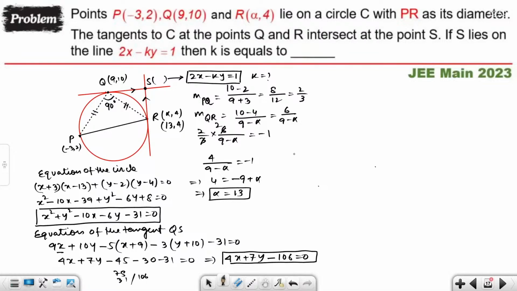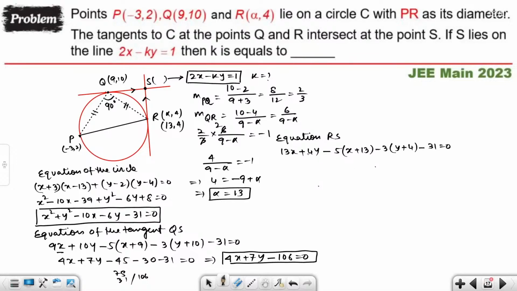Now we are finding the equation of the tangent RS. Again, the point R is on the circle, so we are using the Cartesian form. So what will be the Cartesian form of the tangent RS? x x1 plus y y1 minus 5 times (x plus x1, that is x plus 13) minus 3 times (y plus y1, that is 4) minus 31 equals to 0.